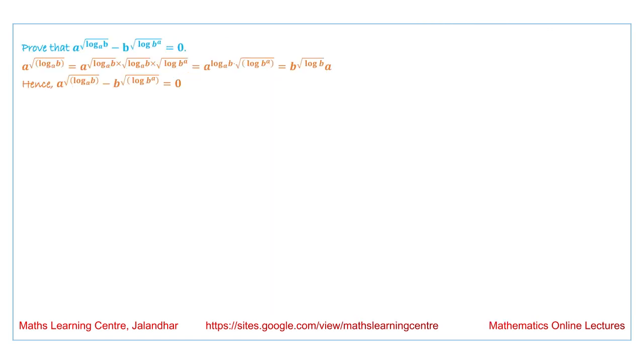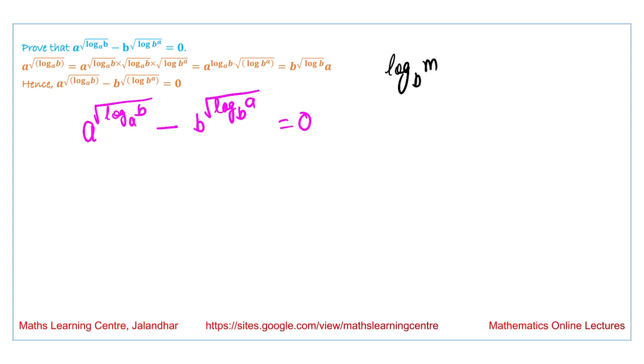Next is prove that a raised to the power square root of log b to the base a minus b raised to the power square root of log a to the base b is equal to 0. Now the formula for change of base is log of m to the base b equal to log of m to the base a divided by log of b to the base a.